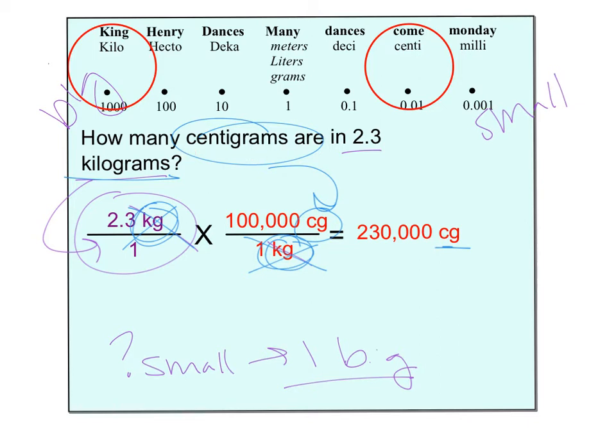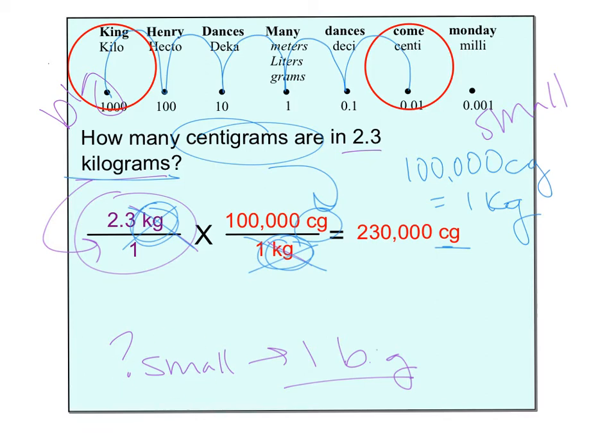In this problem, I have centigrams and kilograms. And how this works, since every single one of these is a power of 10, every single hop you can basically add a 0. So what I mean by that is I could go 10, 100, 1,000, 10,000, 100,000. So what I know from that is there are 100,000 centigrams in 1 kilogram.